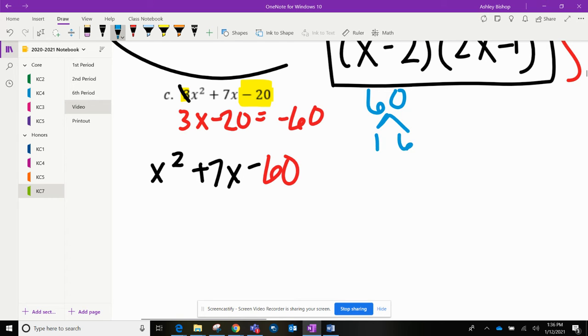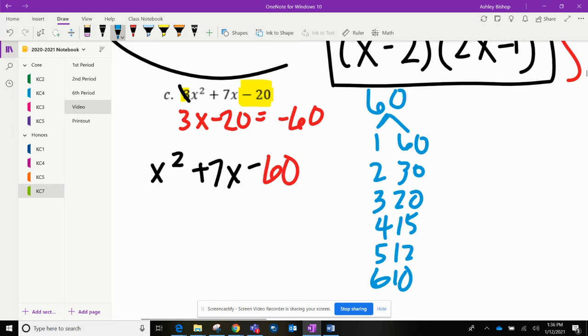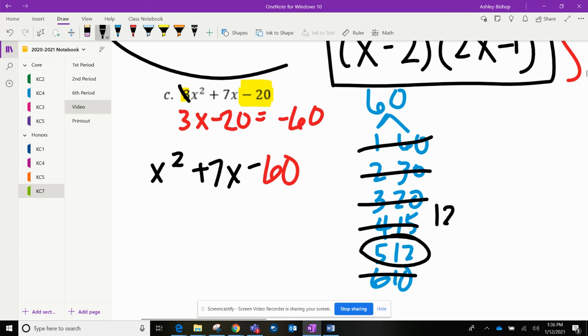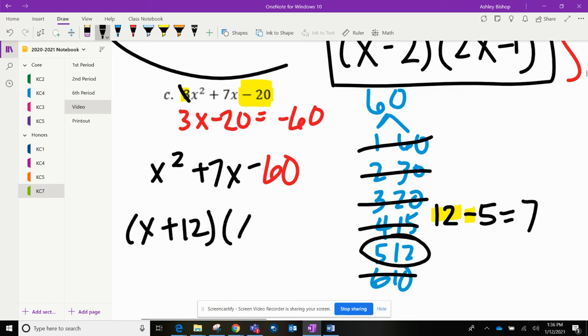But I have 1 and 60, 2 and 30, 3 and 20, 4 and 15, 5 and 12, and 6 and 10. Just looking at these, you should be able to figure out which set of numbers I'm going to use, because remember, I want to get to 7. So the only one that will get me to 7 is 5 and 12. And I'm like, okay, well, how do I get to 7? And you're like, well, Ms. B, if you take 12 and subtract 5, you can get 7. And you're right. That is a good way to think about this. That means you take positive 12 and subtract a negative 5. So your 12 is positive and your 5 is negative.